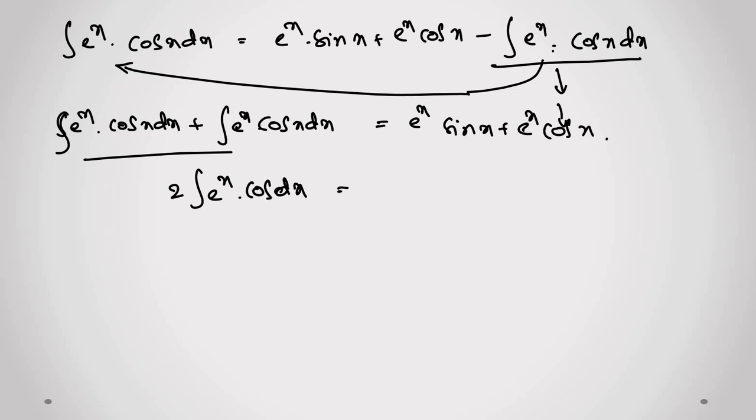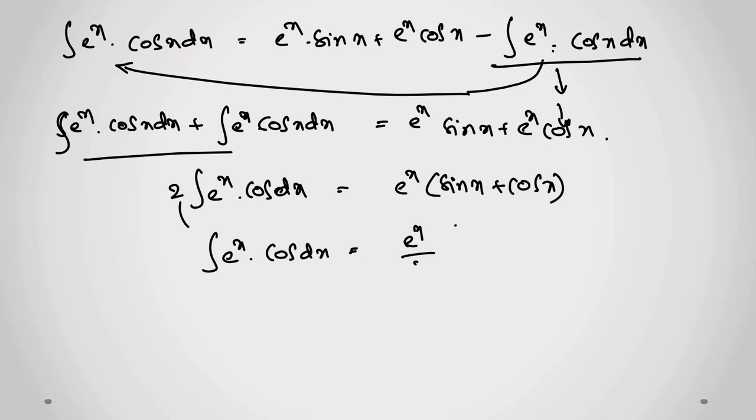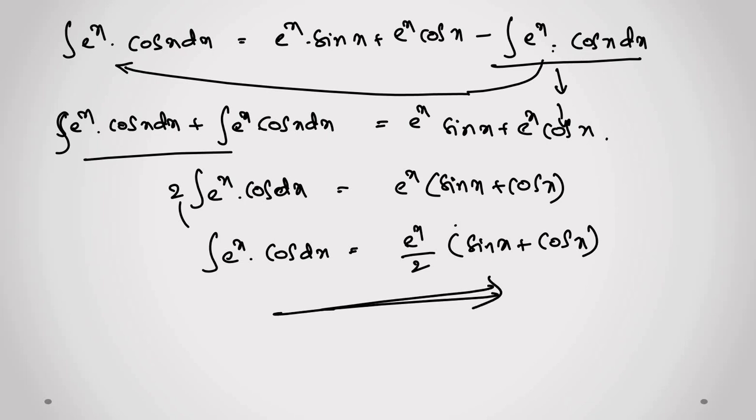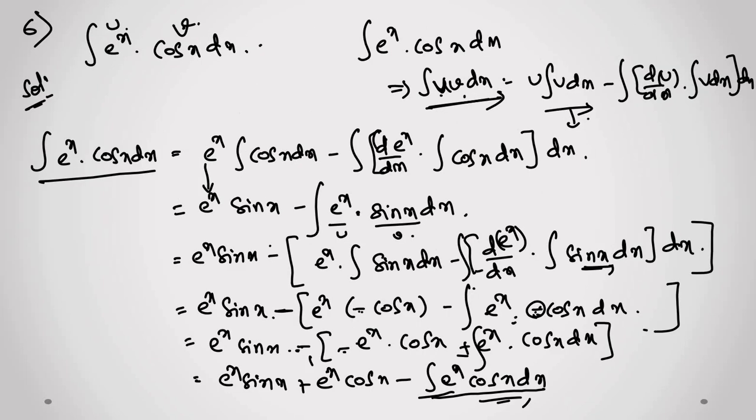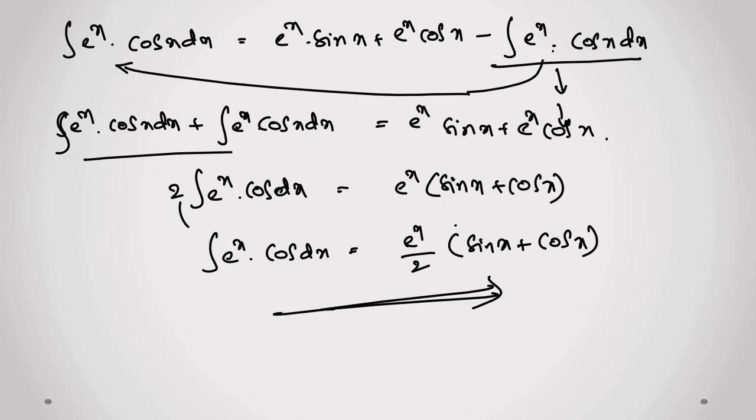e power of x, taking it common, sin x plus cos x will remain here. So this 2 I will bring to this side, so it will become integral e power of x into cos x dx is equal to e power of x divided by 2 into sin x plus cos x will come here. So this is the answer of the sixth question. This is very important, that's why I am telling you. Please concentrate on this, so learn this question.